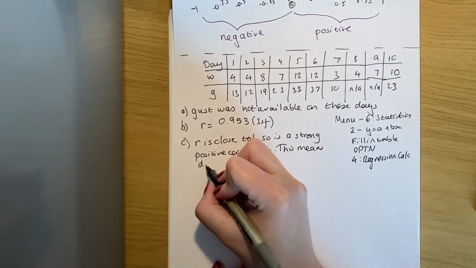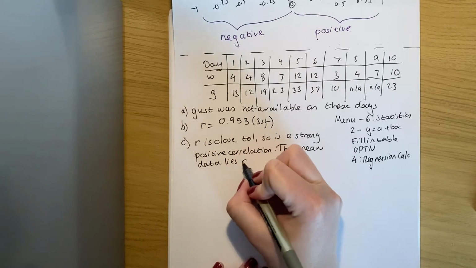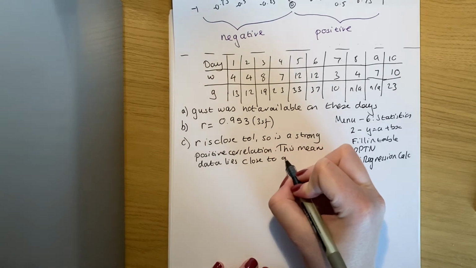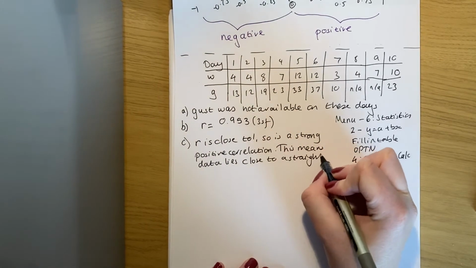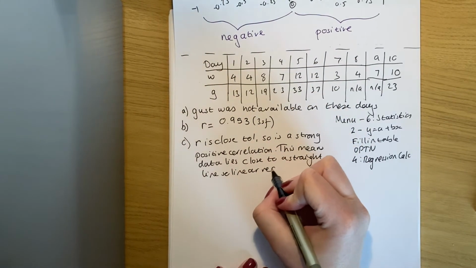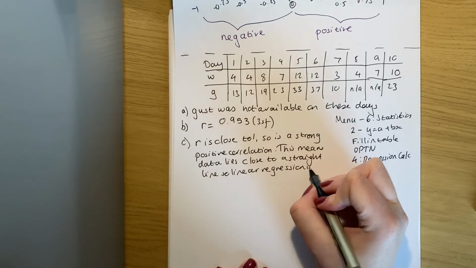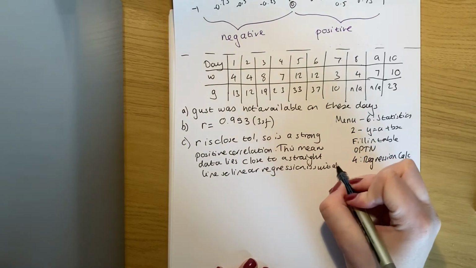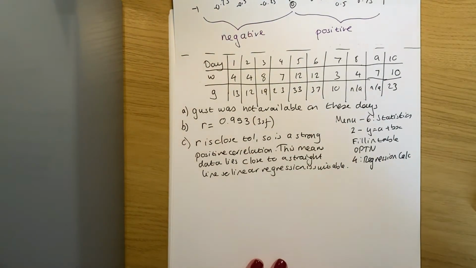This means data lies close to a straight line, so linear regression is suitable. So for anything that is a strong or moderate correlation, this probably is suitable. If you had a weak correlation, then you'd probably say that the linear regression model is not suitable.